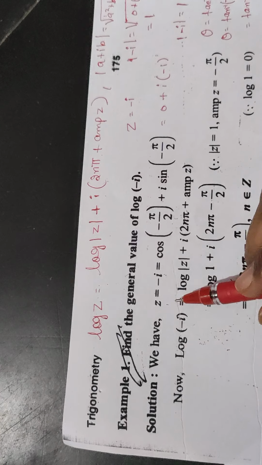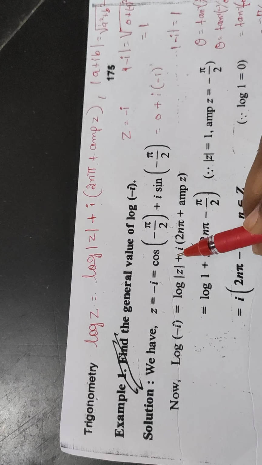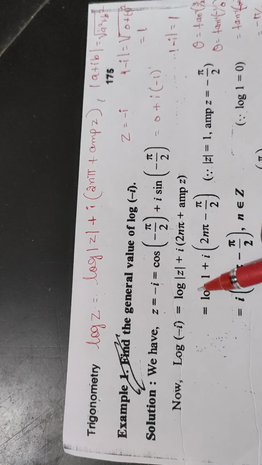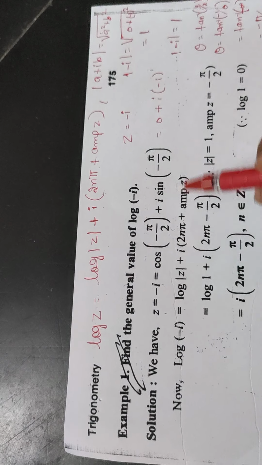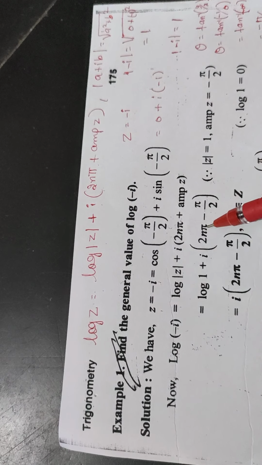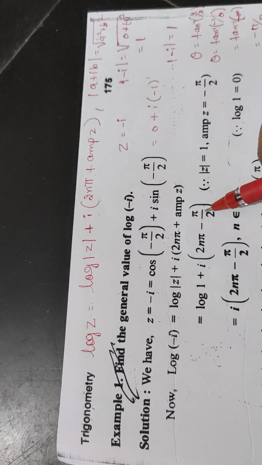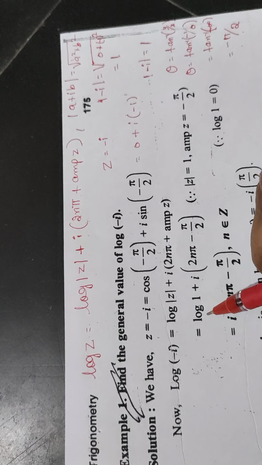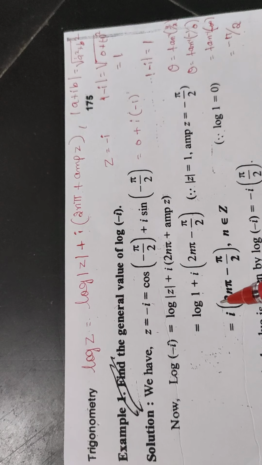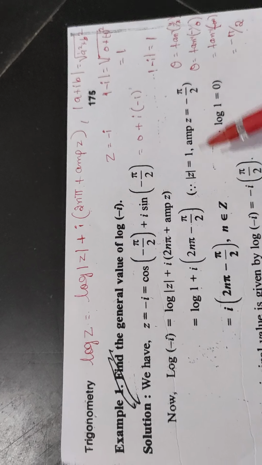So therefore log of minus i is equal to log mod z plus i into 2n pi plus amplitude of z. Which is equal to log of mod z, we got 1, log 1 plus i into 2n pi, amplitude of z we got minus pi by 2. So now log 1 value is 0. Therefore the remaining value is i into 2n pi minus pi by 2, where n is an integer.